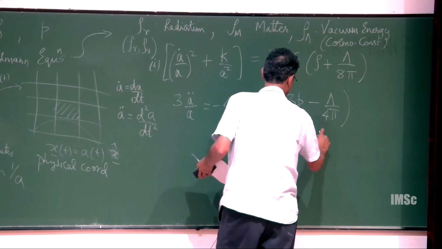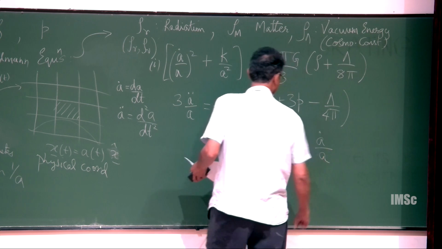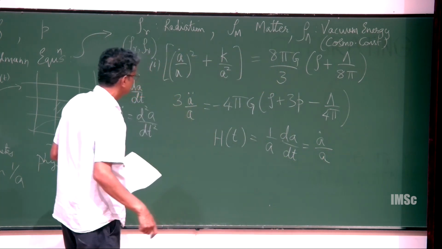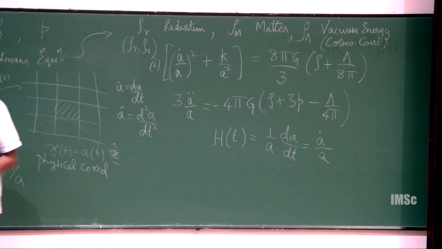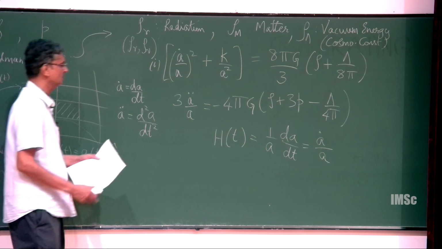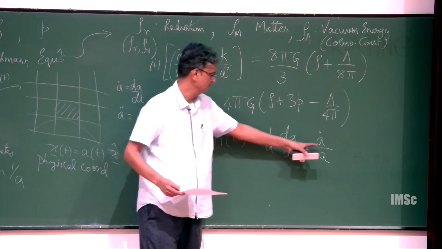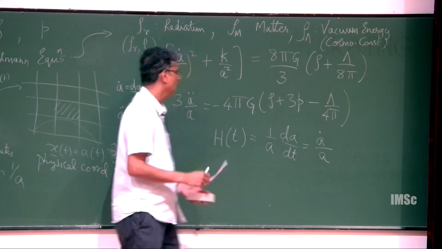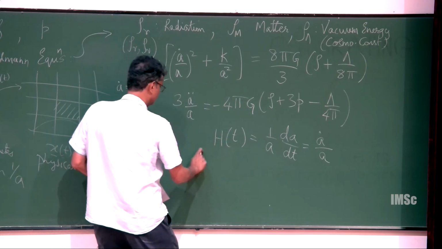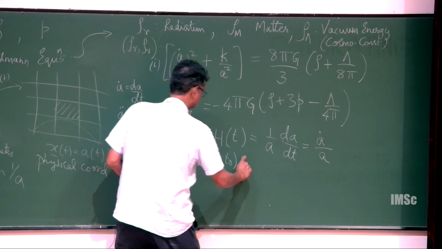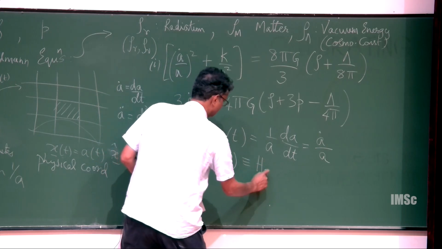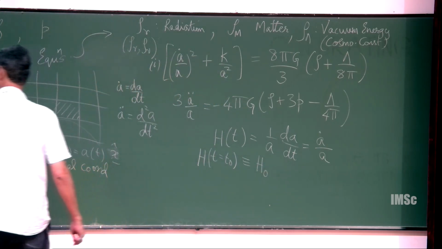which is also written as a-dot by a. So this one is the analog of the Hubble constant, right? So this one, H, changes with time. It's a function of time because a is a function of time, right? But this one evaluated today is what is this Hubble constant, which I just erased.